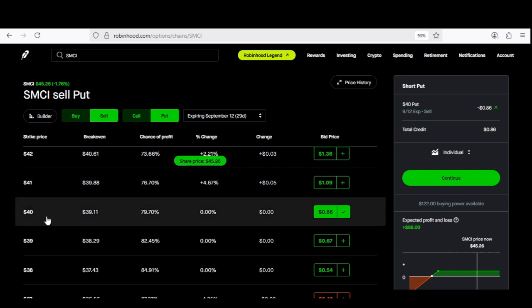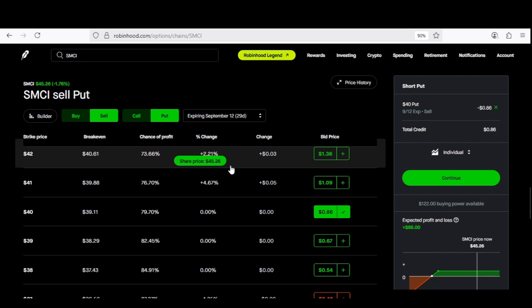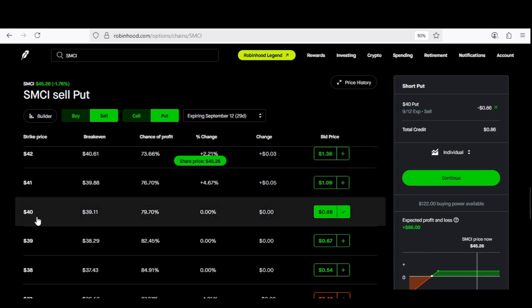So what's going to happen is now you're going to own 100 shares of a stock you already wanted in your portfolio, but now you're going to own it at a lower price than what it was currently trading at whenever you got into the option contract. So you're actually buying the stock that you like at a discount.